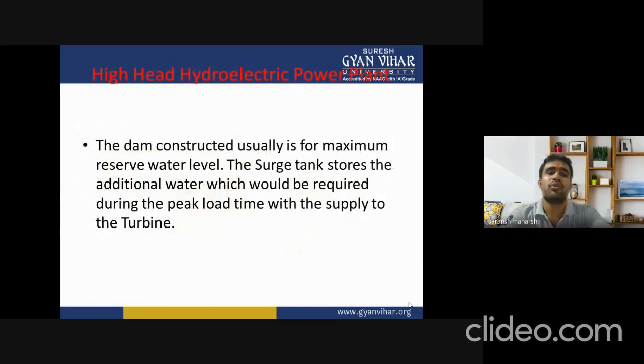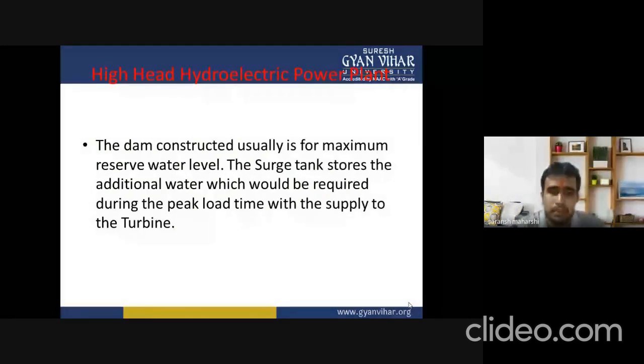Now we will discuss the high head hydroelectric power plant. The dam is constructed usually for the maximum reservoir water level. The surge tank supplies the additional water which would be required during the peak load time to the turbine.